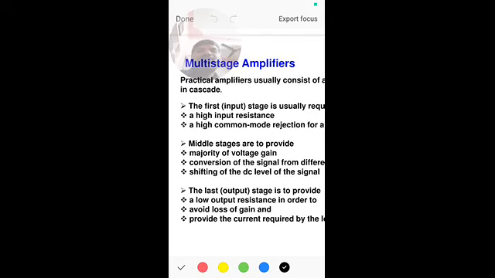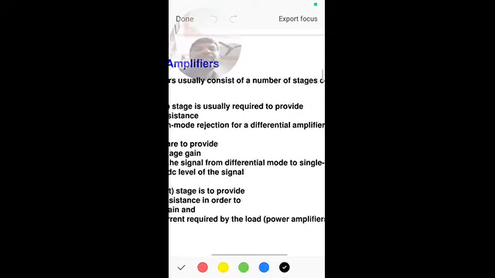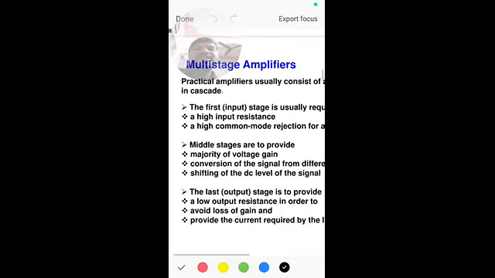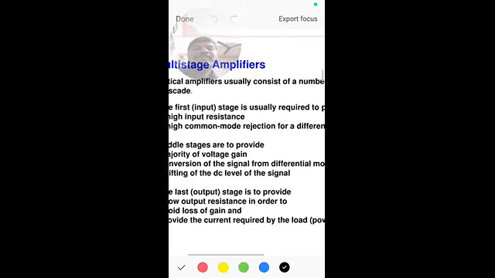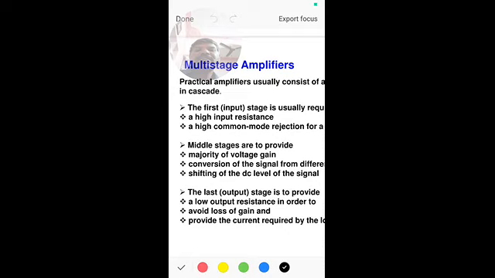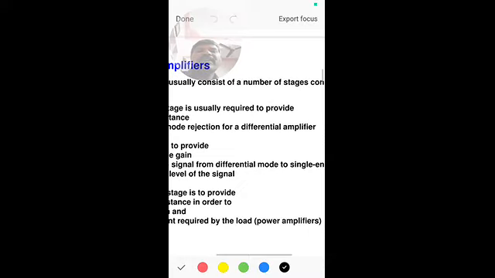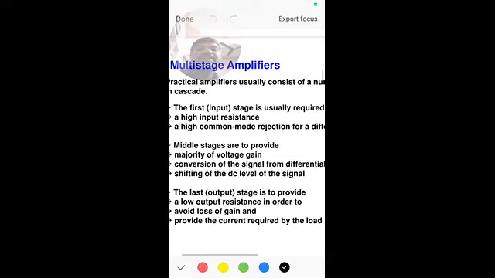And the last output stage is going to provide a low output resistance in order to avoid loss of gain and provide the current required by the load. So we need power amplifiers, with the characteristics of low output impedance and high current, and low output resistance in order to avoid the loss of gain and also provide the high current required by the load. So we need power amplifiers in the final stages of the multi-stage amplifier.